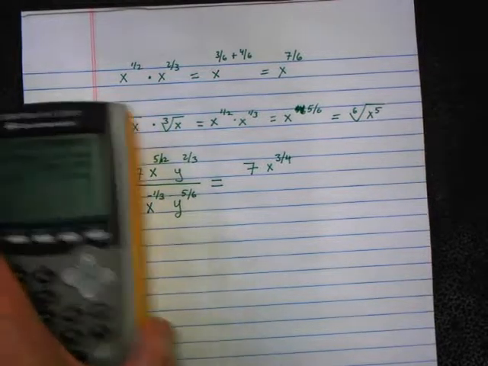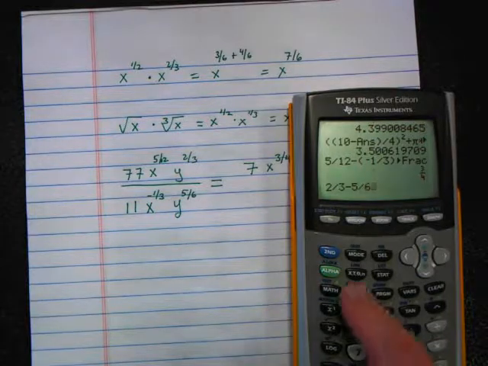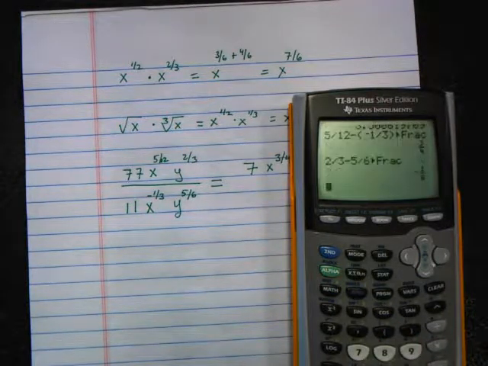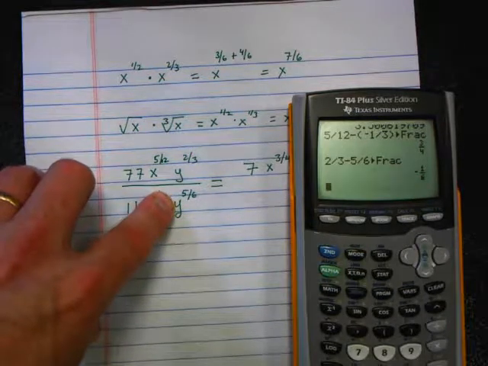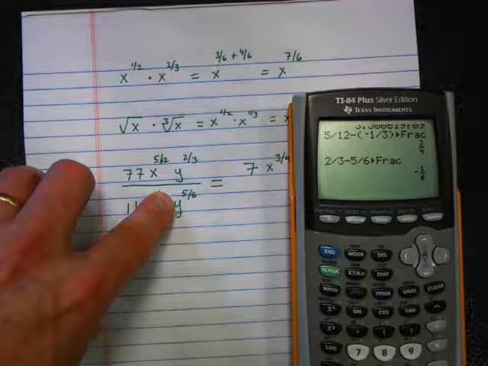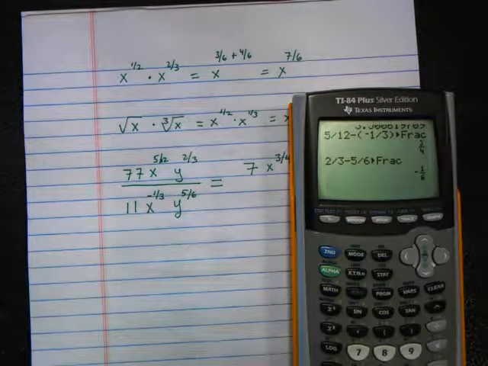And then how about the y's? 2/3 minus 5/6. Calculator says negative 1/6. Since the answer turned out to be negative, what's going to happen to it? Well, I had one on top and one on bottom. Well, the top one gets crossed over. All right, so let me ask you a question.